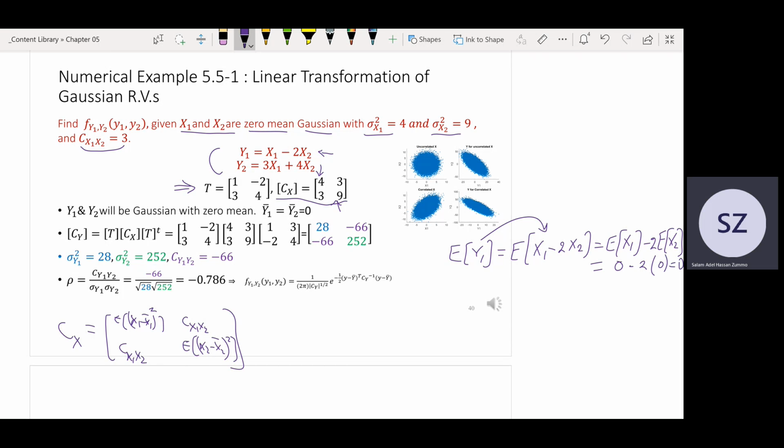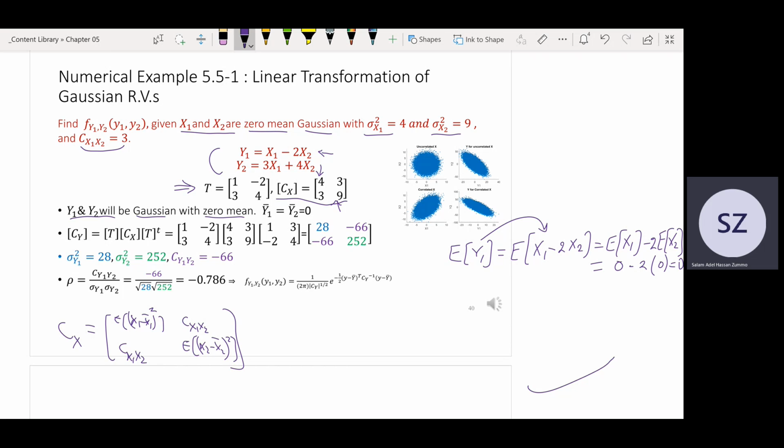Without going through this, you can see that since y equals the summation of two values that are both 0, then what is the mean of y? Similarly, what is the mean of y2? Because x1 has a mean of 0, and x2 has a mean of 0. So we know now that both y1 and y2 are Gaussian with 0 mean.